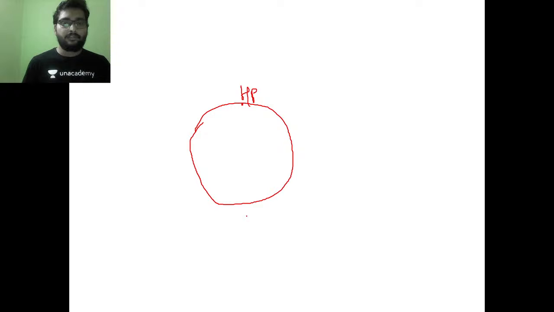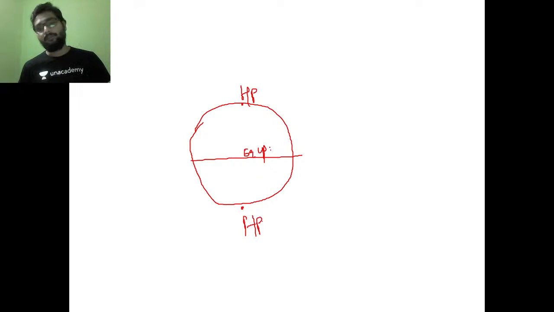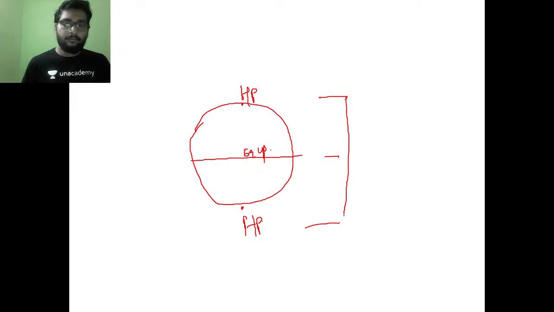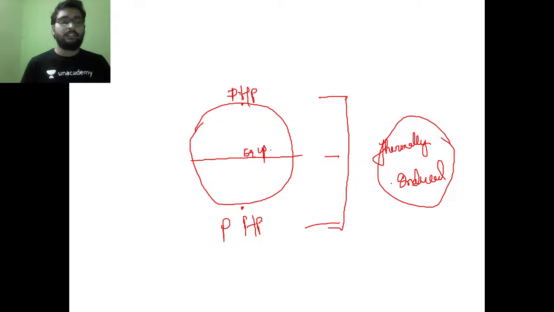So here is high pressure in the southern pole, also high pressure, and at the equator a low pressure belt is created, which is called the equatorial low pressure belt. These three pressure belts, polar high pressure belt and equatorial low pressure belt, these three are called thermally induced.